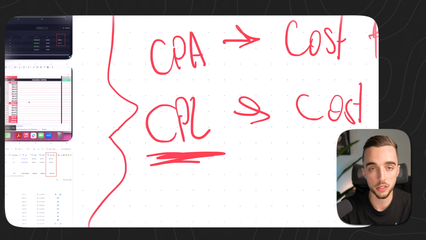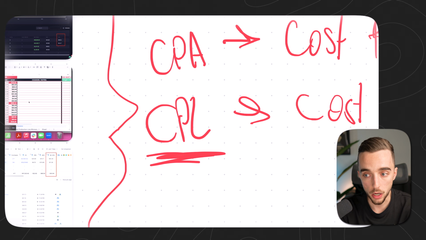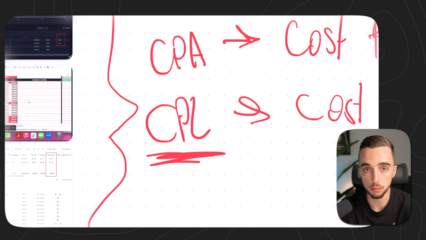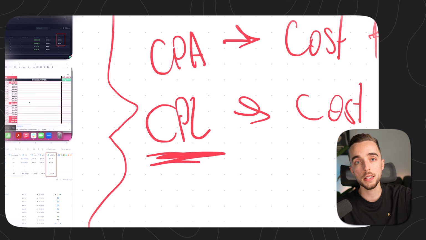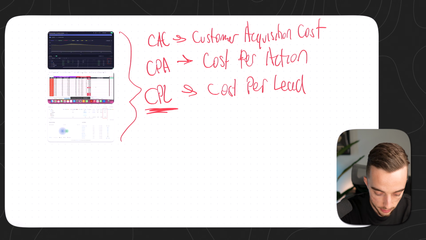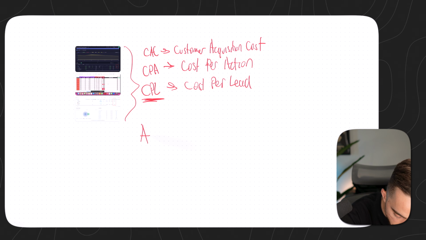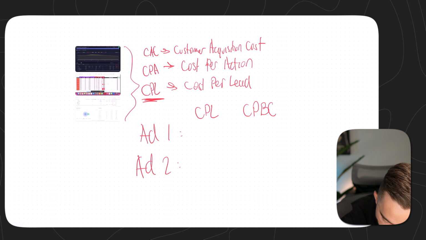CPL also doesn't mean much because a lead does not necessarily mean it's a qualified lead. A qualified lead doesn't necessarily mean they're going to book a call, let alone turn into a sale or a customer. And so if you optimize your ads based on cost per lead and you kill an ad, I'm going to show you this as an example: ad 1 and ad 2. I'm going to add the metrics here: CPL, then cost per booked call, and then CAC, right?